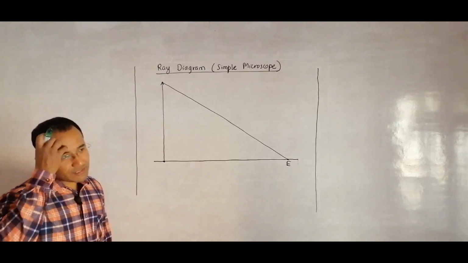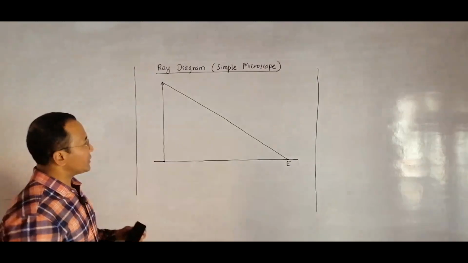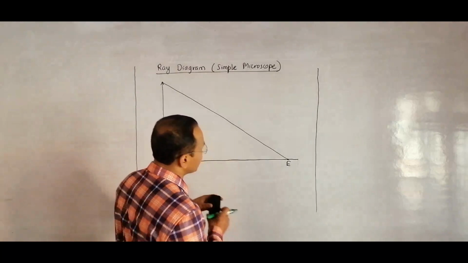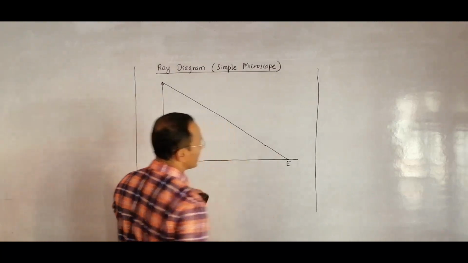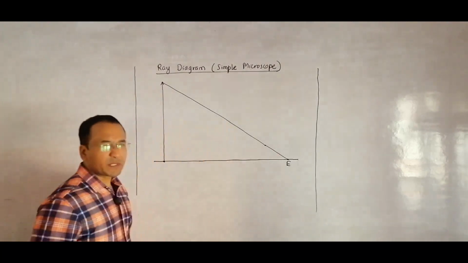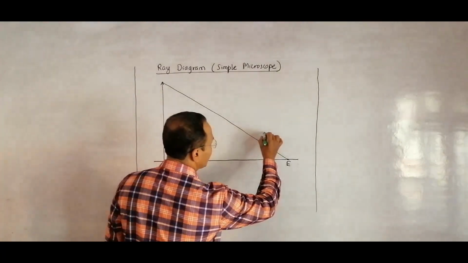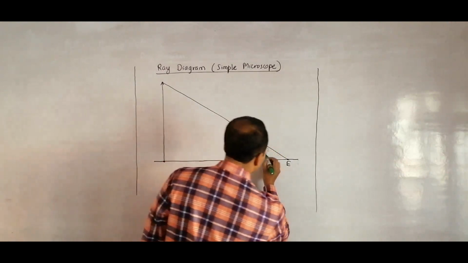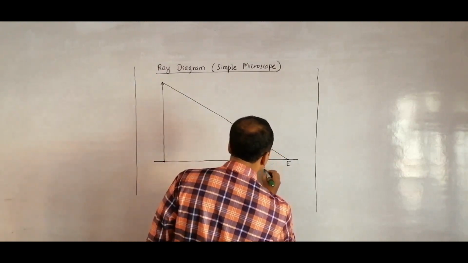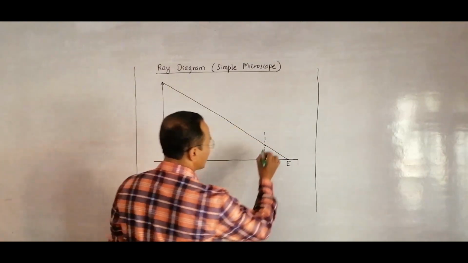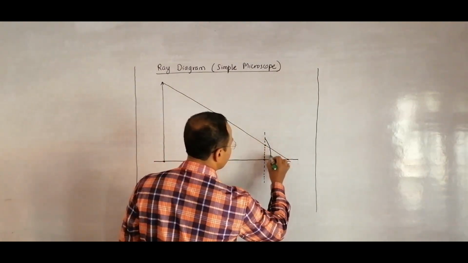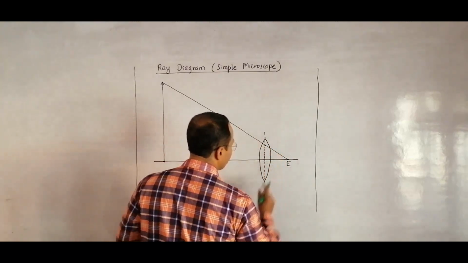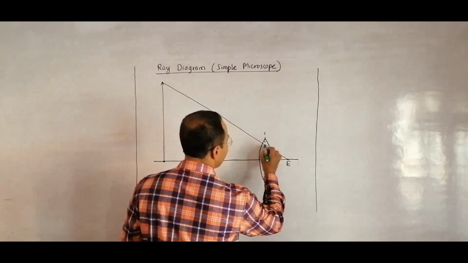Now I will choose the size of the object. Let us say I want to make the object size like this, about 5 times less than this. So this is the object size. At this position I will have the lens, a convex lens here. This is the optical axis of the convex lens, dotted here. So let me draw the lens like this. This is the convex lens. I want to make the object of this size.